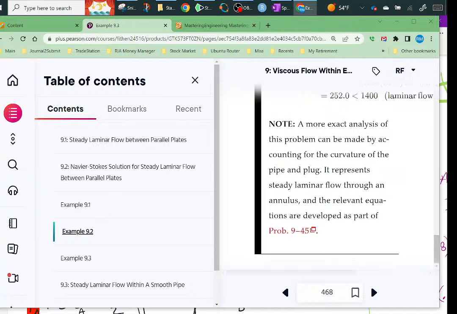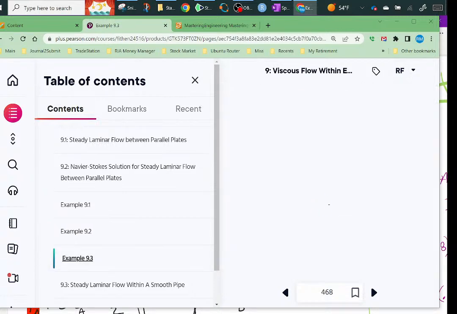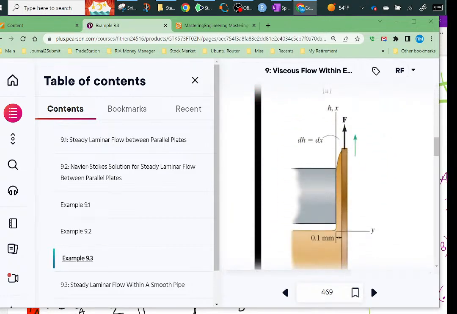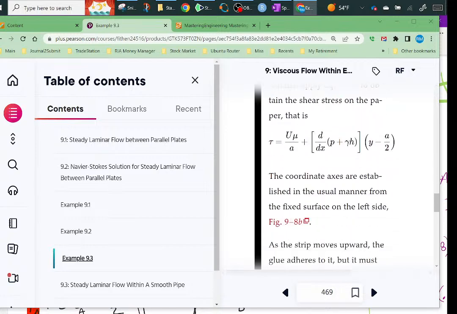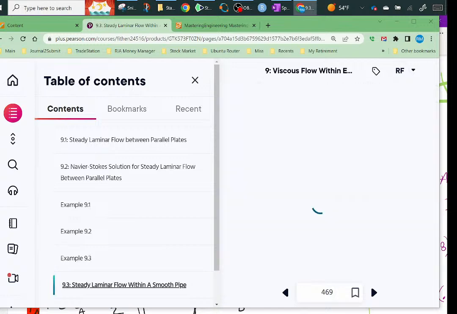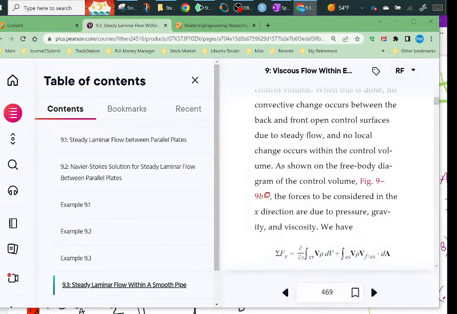Well, how about, I'm not sure. If he didn't draw it in those first two, I'm not holding out much hope. But let's look at steady laminar flow within a smooth pipe. Now, everybody should draw this. This should be drawn no matter what, because this is kind of a standard.